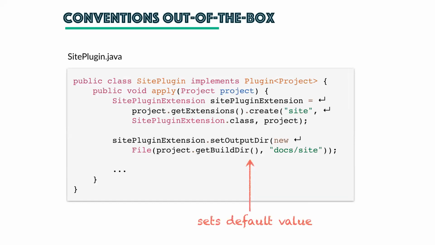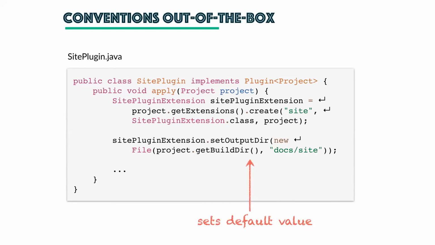So let's imagine you would have written a plugin that generates a site for your project. That site can potentially contain, let's say, information about the plugins that you apply or the tasks that are available in your project. And it basically produces a PDF or HTML web page. That's pretty much the purpose of this plugin.